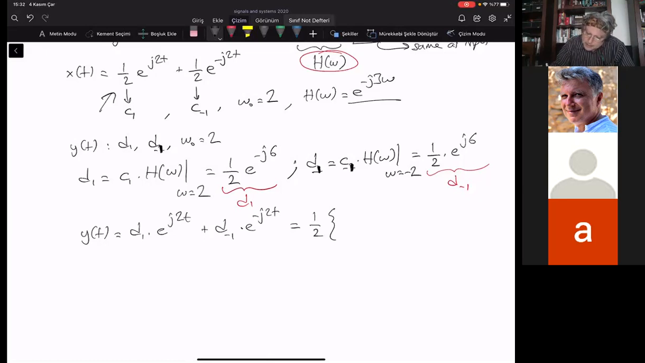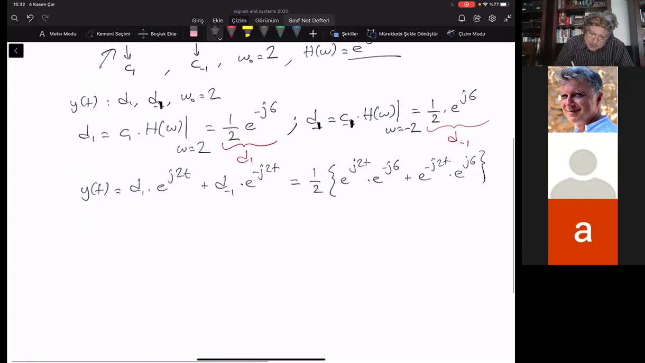I have e to the j2t times e to the minus j6 plus e to the minus j2t times e to the j6. I just carefully substituted d1 and d minus 1 into their positions, and I get this one. And that is equal to 1 over 2, again in parentheses.